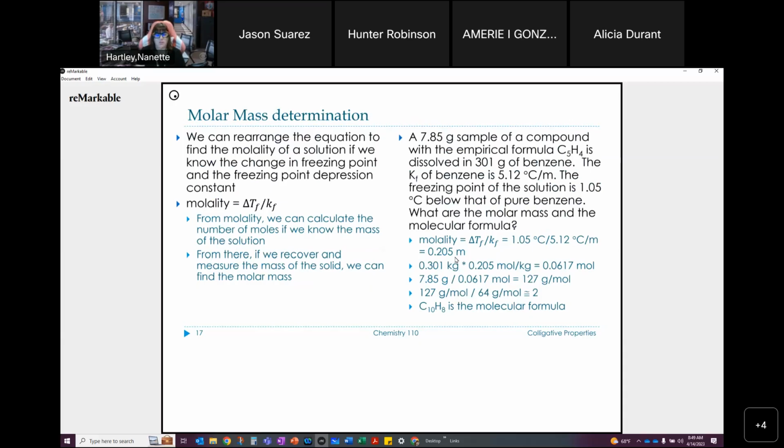So if I have a 7.85 gram sample of a compound with an empirical formula of C5H4, and that's dissolved in 301 grams of benzene, the KF of benzene is 5.12 degrees C per molal. The freezing point of the solution is 1.05 degrees C below that of pure benzene. What are the molar mass and the molecular formula?